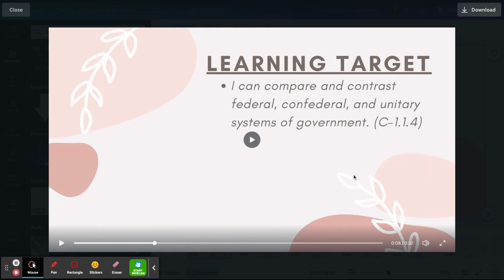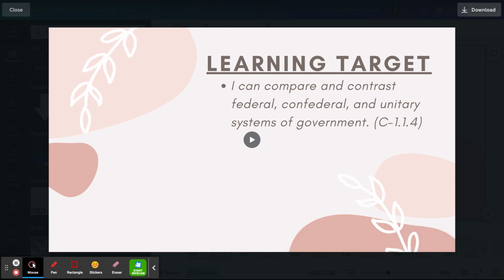The learning target for this lesson states I can compare and contrast federal, confederal, and unitary systems of government. Within this mini lesson, we're going to define each of these and then look at a specific example of how they apply to a government system that either exists in the world today or has existed in history.